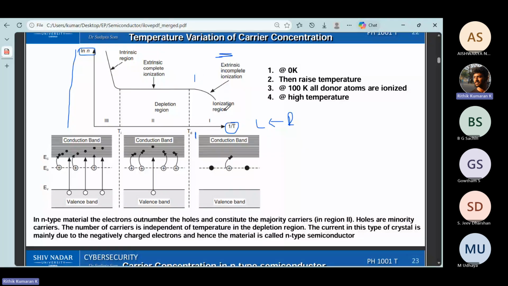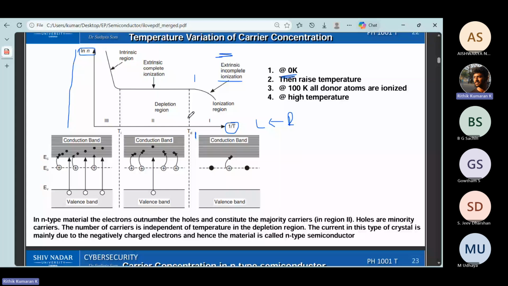First, at 0 Kelvin, obviously there will be no movement because there is essentially no heat. Also, you have seen that this phosphorus electron needs a bit of room temperature. So at 0 Kelvin there will be no movement itself. There will be incomplete ionization, so you would expect only 1 or 2 electrons to be present in the conduction band.